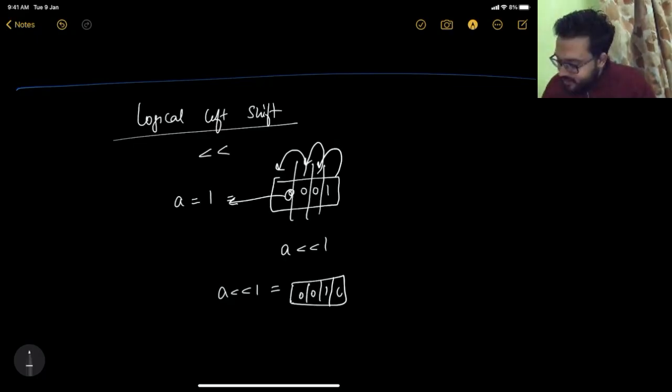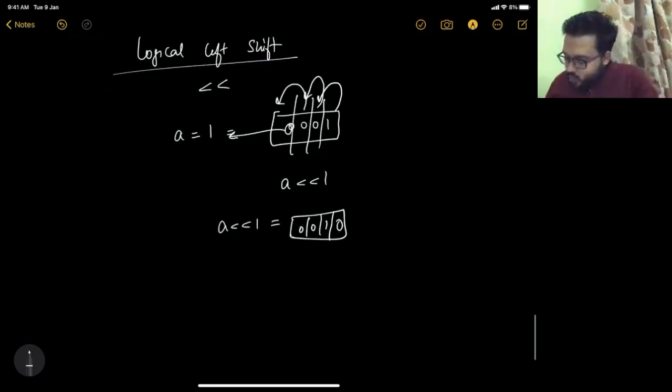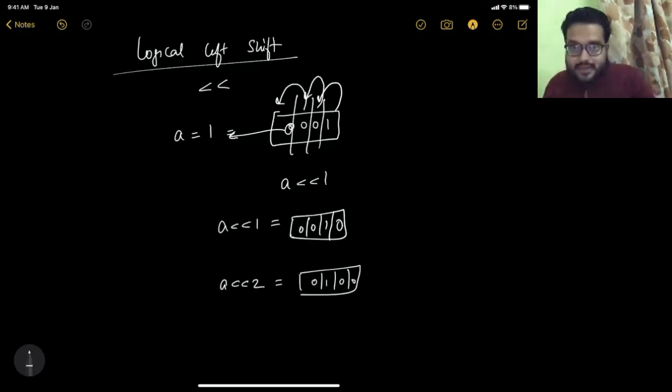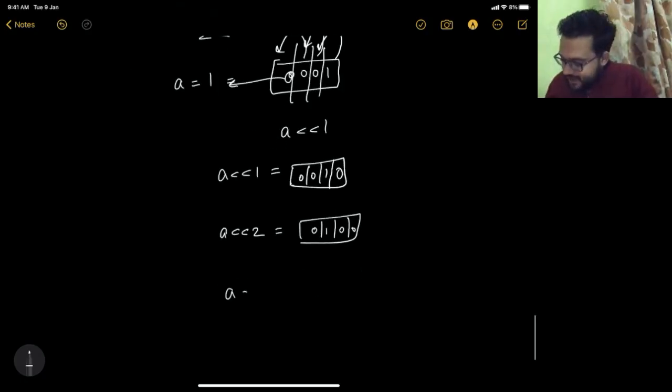So if I do A left shift 1, I will essentially move all the bits towards one side on the left. If I do A left shift 2, do you appreciate my number will look something like 0, 1, 0, 0? Does everybody appreciate this? Everybody does. Let's say I do A left shift by 3. Do you understand my number will look something like 1, 0, 0, 1, 0, 0 basically?